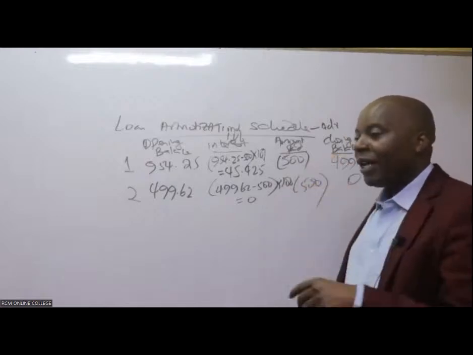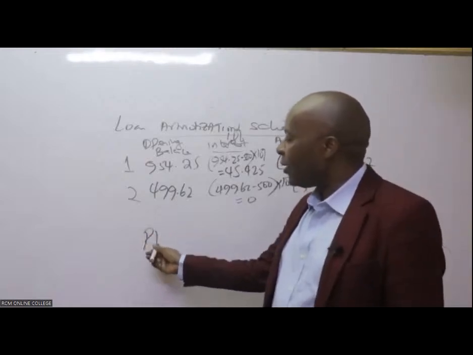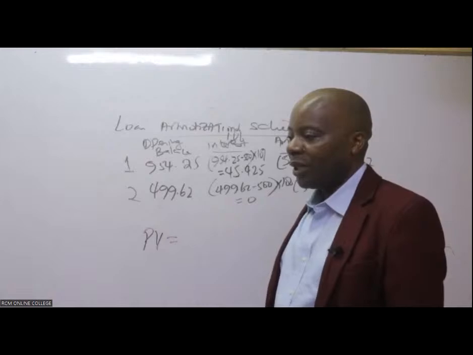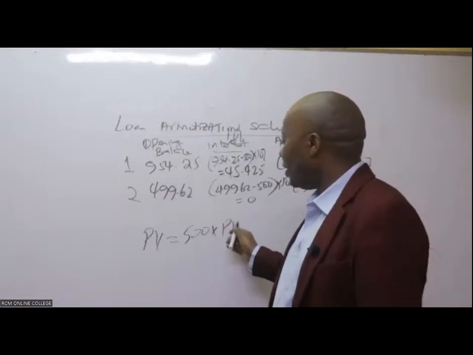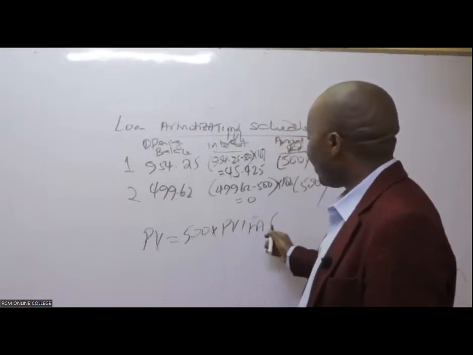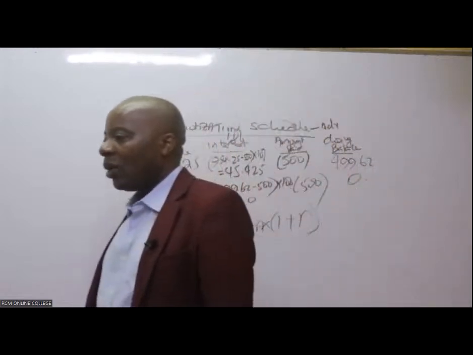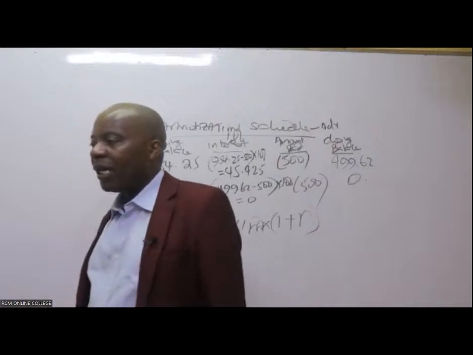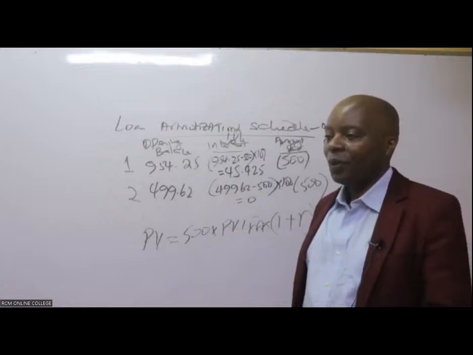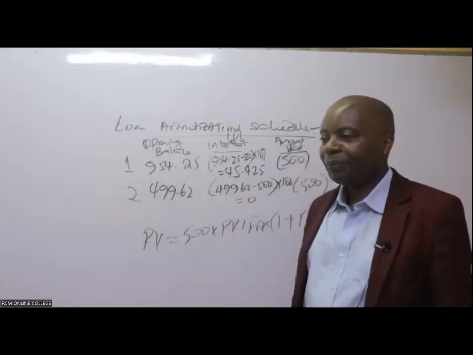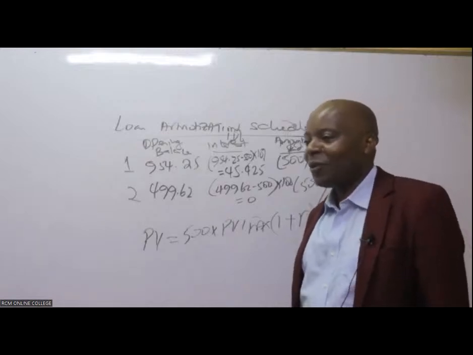So for advance payment, what have you learned? I've learned to get the present value of the obligation, where I take the lease rental, like the 500, multiply it with the PV factor, and then always remember to multiply this with 1 plus R. Is that okay? Can I go to something different?